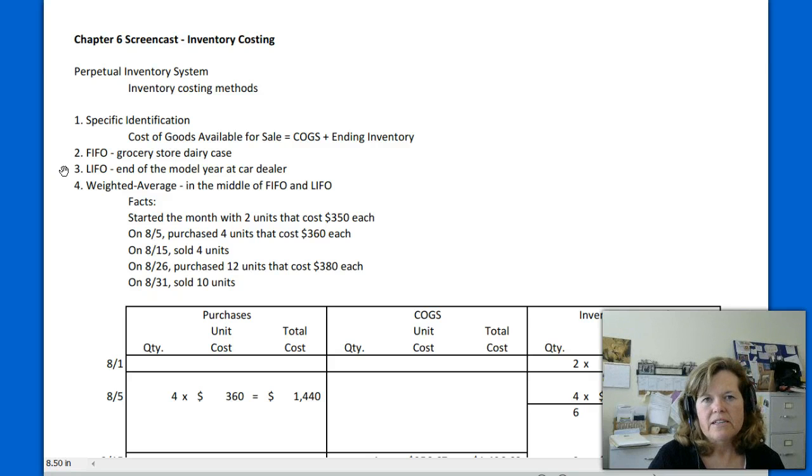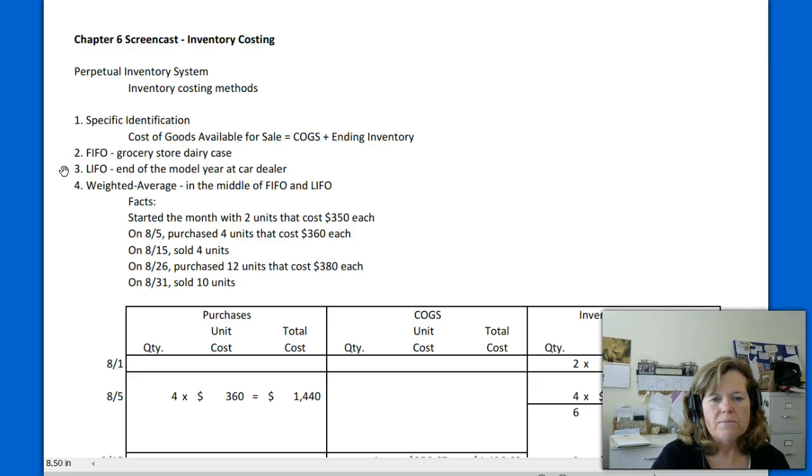So an example I like to give for LIFO is the end of the model year at a car dealer. The car dealer's got some cars left from the previous year and they're not selling very quickly. And we have a new model year and new models come in, and there are people that just have to have the newest car. So what'll happen is the prior year models will sit on the car lot and for the new ones that came in, there will be people lining up to buy those. That's an example of LIFO as far as how it works in the real world.